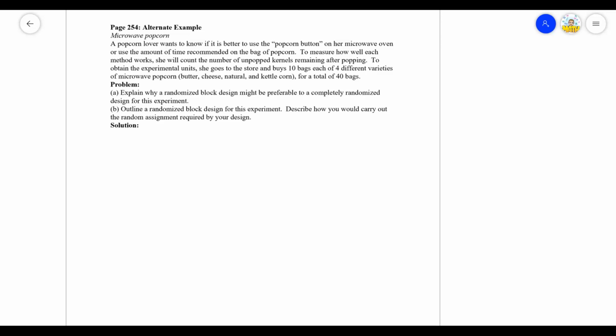So if we just randomly assigned 20 bags and did not pay attention to the type of popcorn we were popping, 20 bags to get the popcorn button and then another 20 to get the timer, then those results would be muddied in there. We call that a confounding variable or a lurking variable. It would make it really hard sometimes to see the results. In using a block design where we separate, we can look at the results within each block.